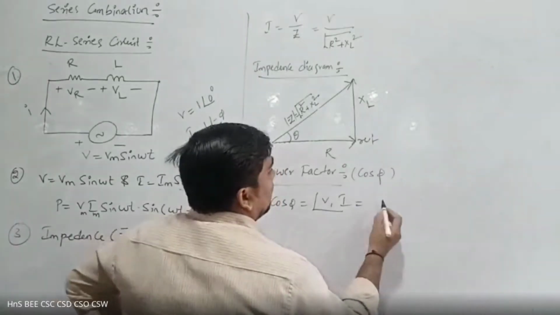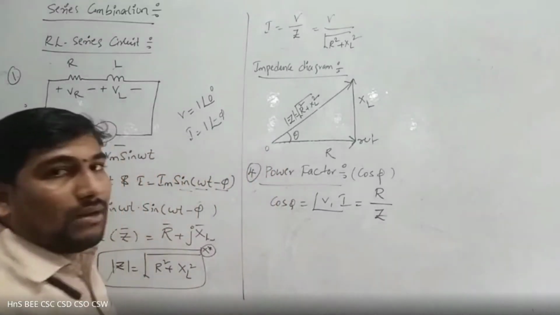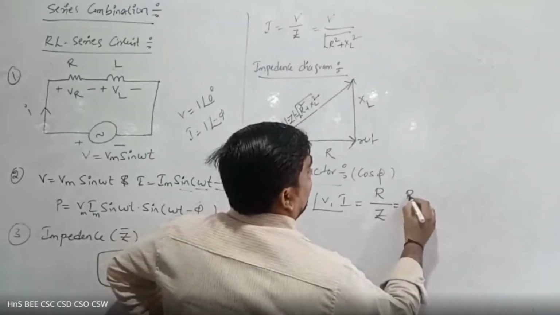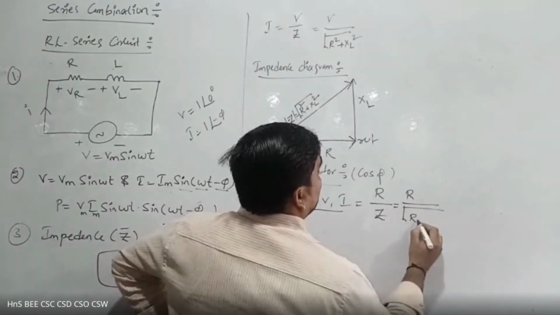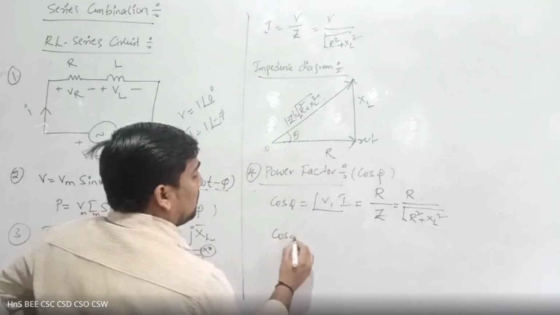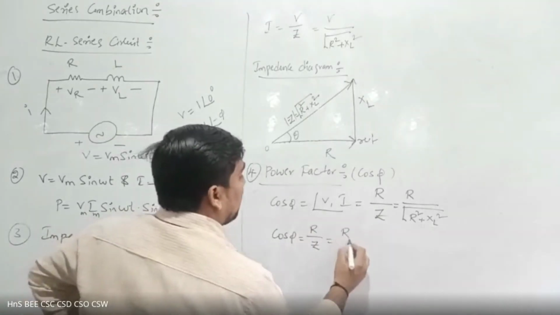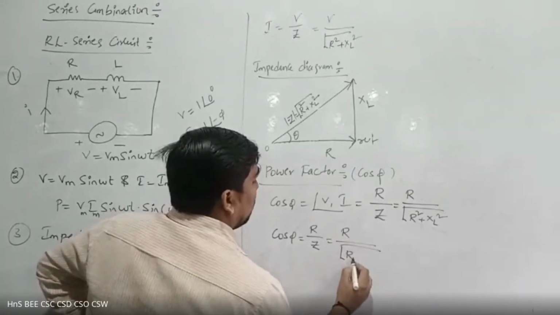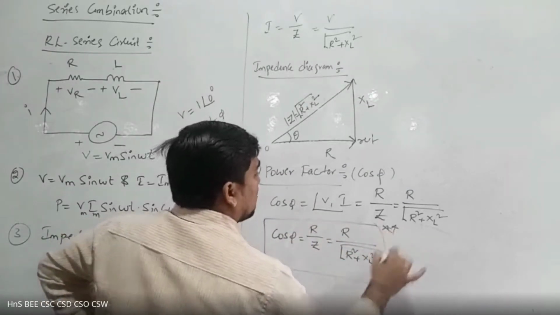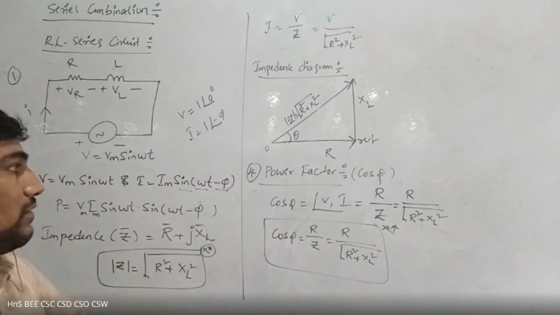We have a formula: power factor is equal to R by Z. Now, what is Z? Z is the square root of R square plus XL square. Simply, cos pi equal to R by Z is one formula, and we have another formula: cos pi equal to R by square root of R square plus XL square. Okay, so this is the power factor.